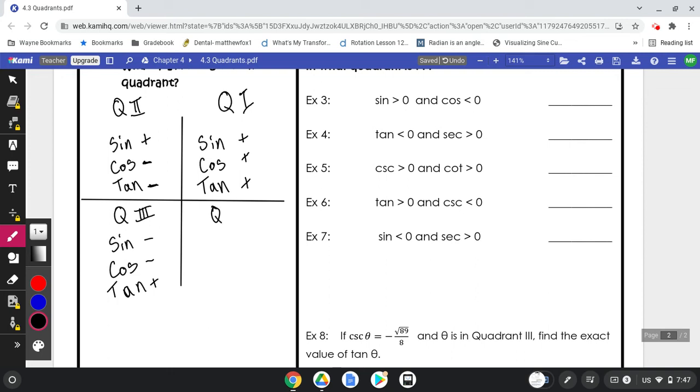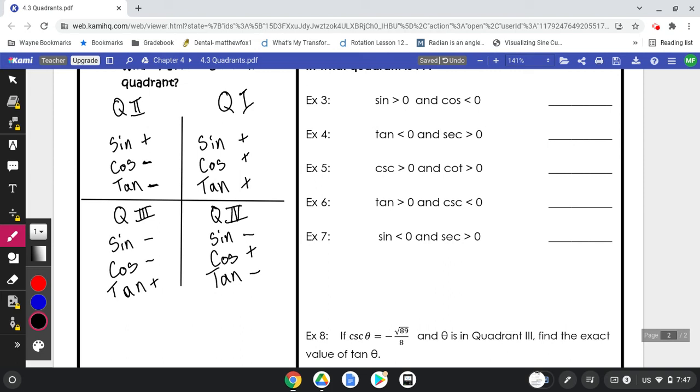And then the final quadrant, quadrant 4. Okay, sine, it's down, so it's still negative. Cosine to the right will become positive. Tangent, since it's one of each, will be negative.